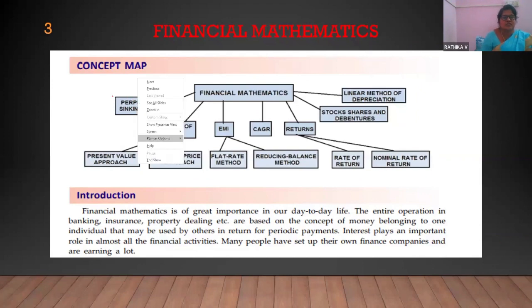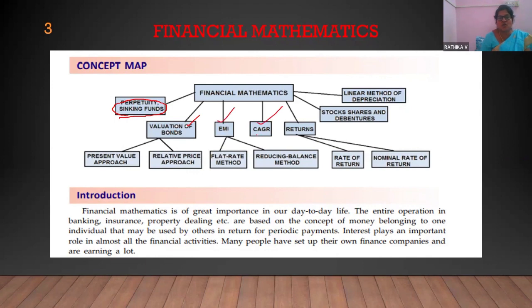Okay, so this is the topic I am going to teach today, sinking funds. The first one is valuation of bonds. These are the 7 units, I mean, 7 topics in that particular unit. Valuation of bonds, EMI is the second one, CAGR, that is compound annual growth rate, and returns, stocks, shares and debentures, linear method of depreciation. So these are the 7 units.